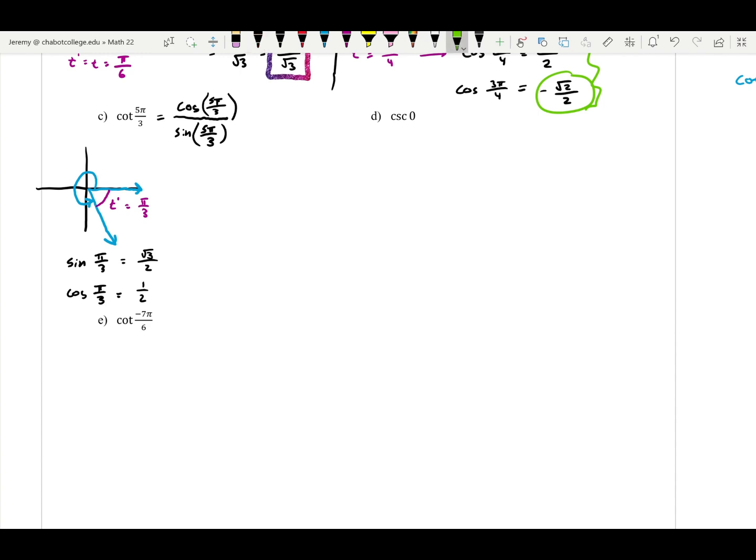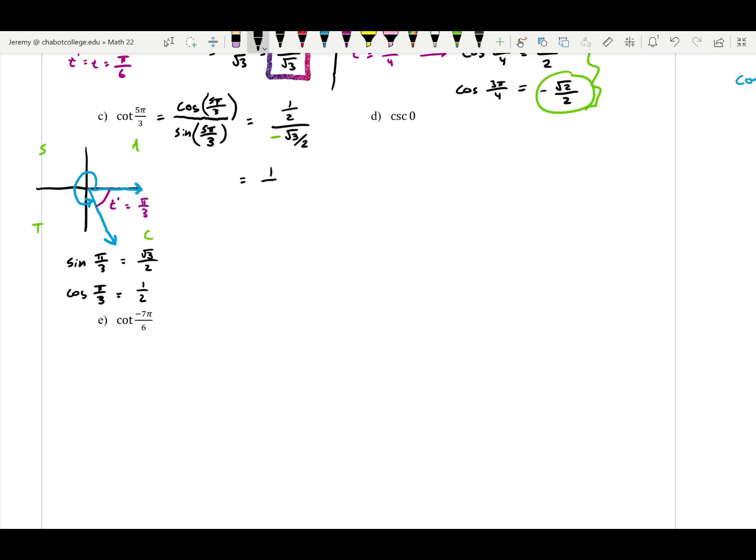Now using All Students Take Calculus, so A, S, T, C, cosine of our actual angle, 5 pi over 3, will be positive. Sine, however, will be negative. So back up to here, cosine of 5 pi over 3 is going to be positive 1/2. Sine of 5 pi over 3 is going to be negative root 3 over 2. All right, so that tells me that the output of this cotangent of 5 pi over 3 is going to be a negative value. So let's simplify now.